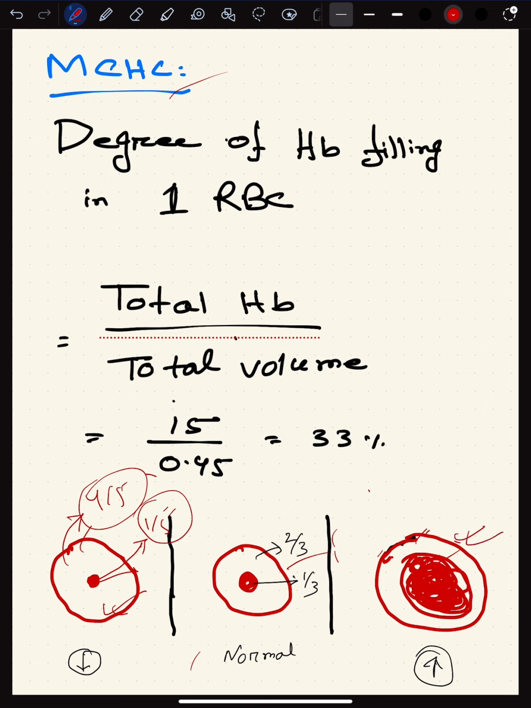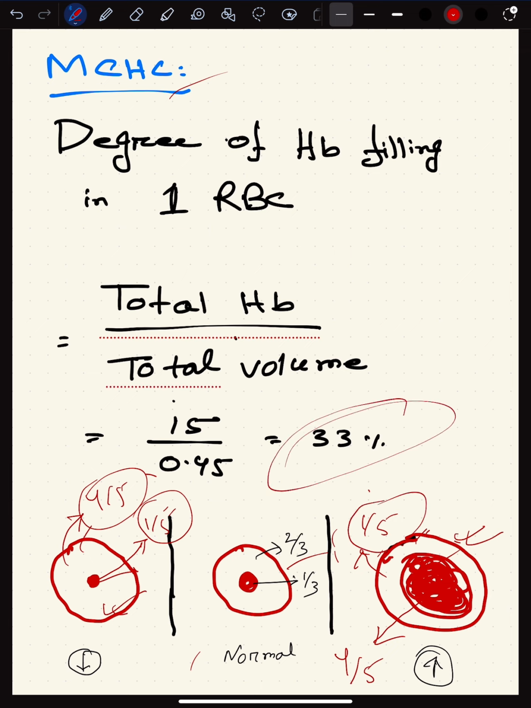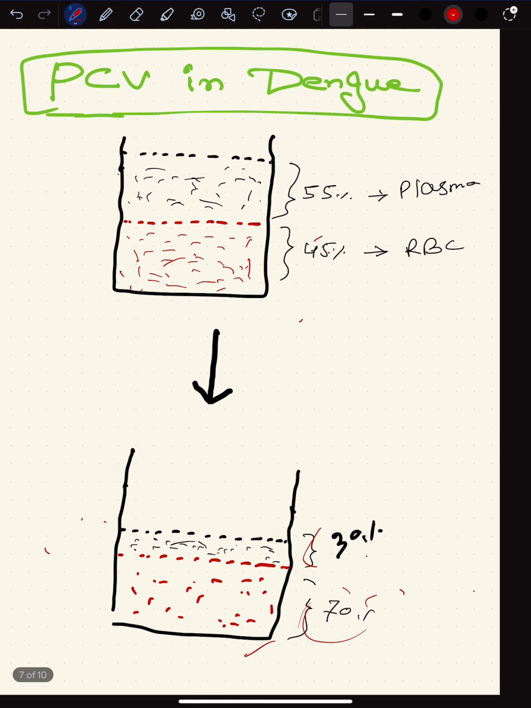What about this thing? You can see the hemoglobin is really big in amount. It might be 4/5, and the rest of the thing will be 1/5. So MCHC will be increased in this case. What about the normal one? In a normal case, it is 33%, or 1/3. If you just divide it by 100, you will get 33%. Okay.